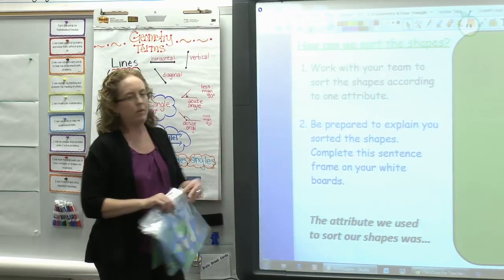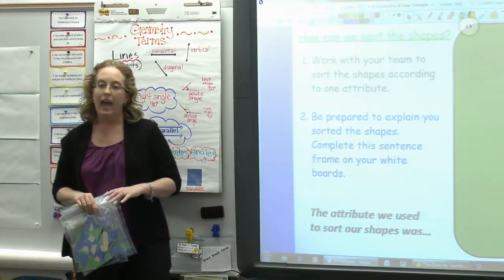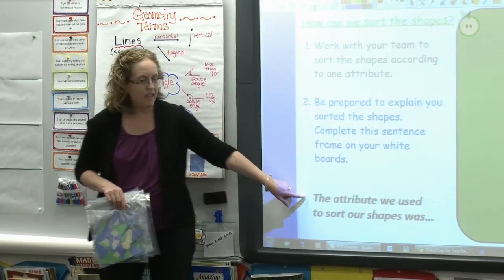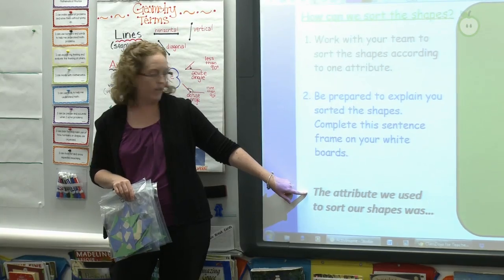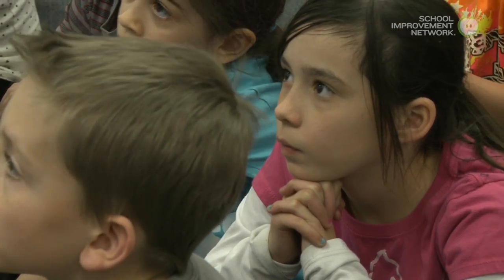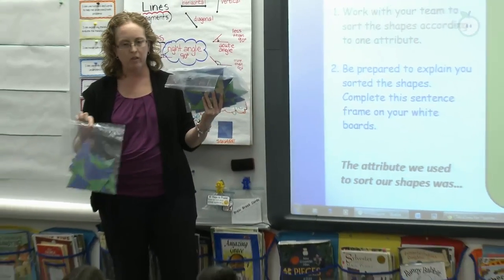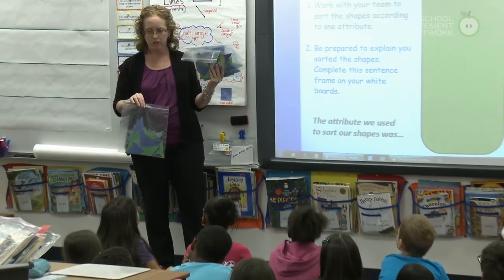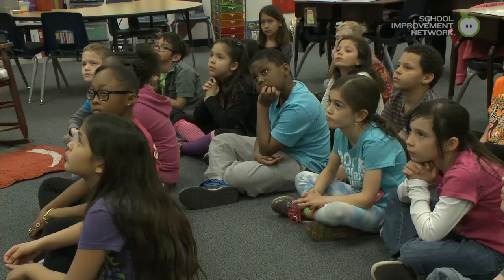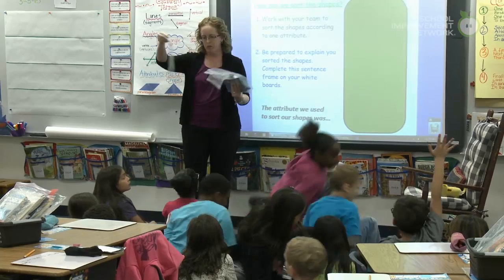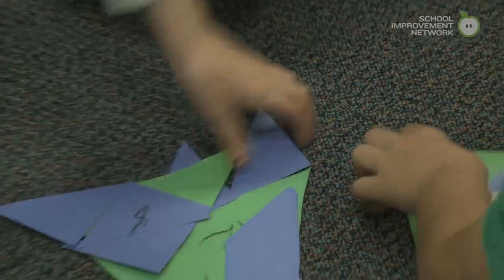So you're going to be prepared to explain how you sorted the shapes, and you are going to use this sentence frame to explain. The attribute we used to sort our shapes was... As soon as I put your bag, you get your whiteboards and go to your space and start sorting. Group 1, go get started. Group 2, team captain.